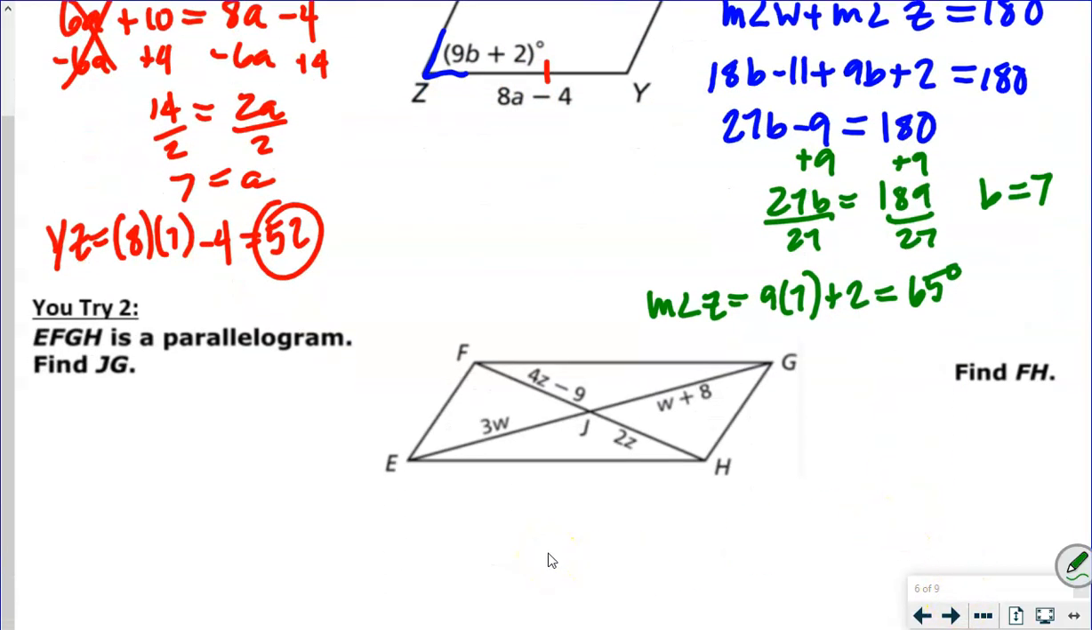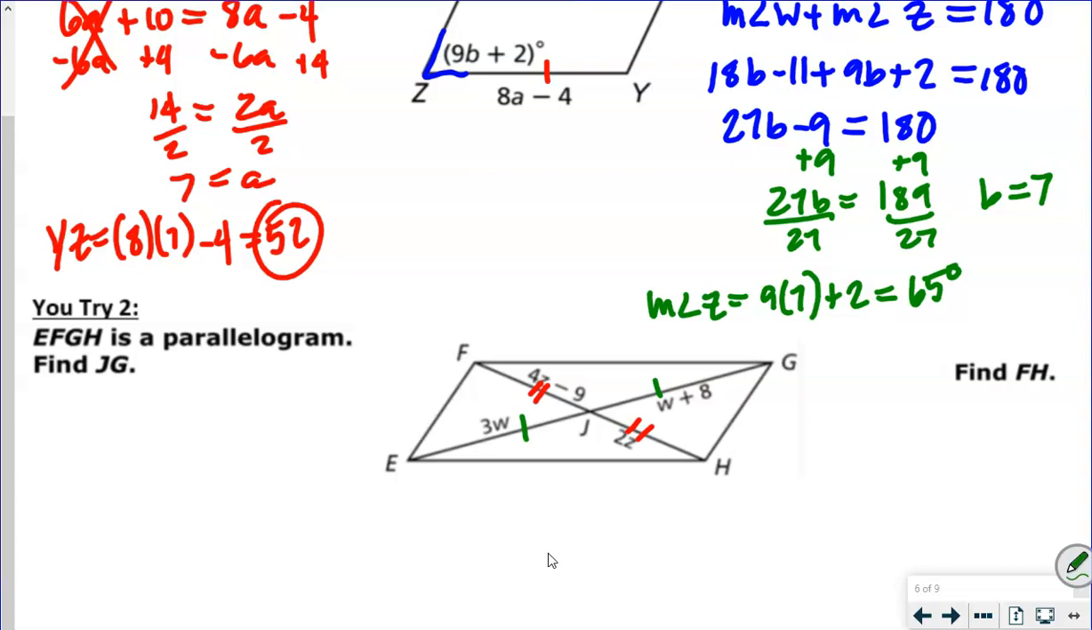You try down here. Now, hopefully you remember that diagonals bisect each other, right? So what does that mean? That means that this segment is congruent with that one, and this segment is congruent with that one. So that's how you should set it up, okay? Come back to me when you're done.